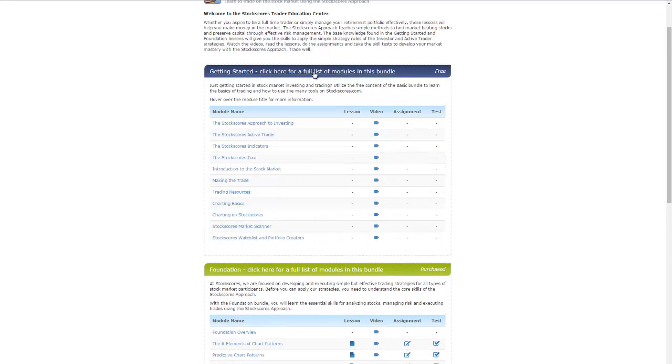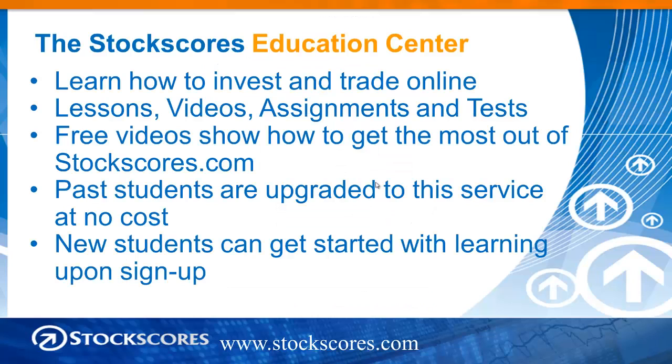There's also free content on this area. You can really learn how to use a lot of the tools on the Stockscores website with these lessons. They're just videos, but you can watch, for example, a video on how the market scan tool works or how our charting works on Stockscores. So be sure to give that a look. I think you'll find it pretty cool.